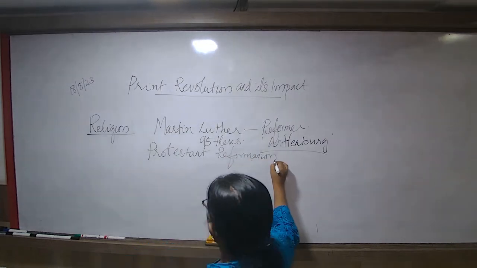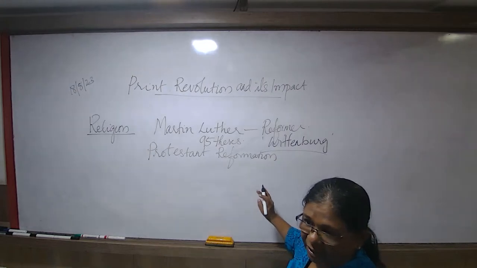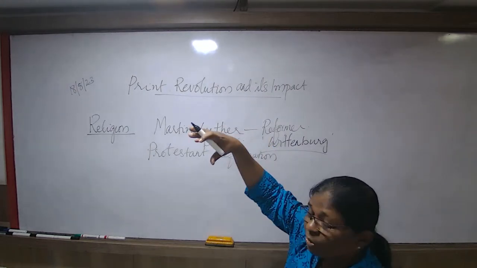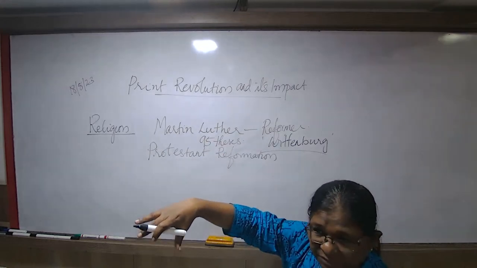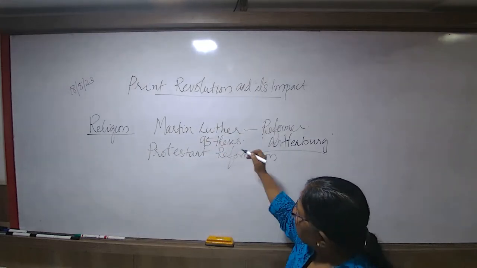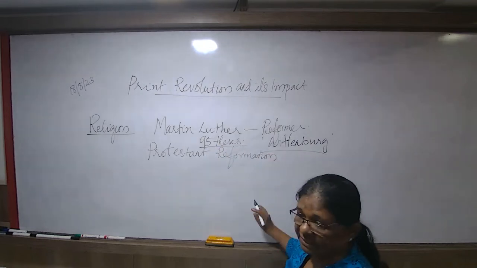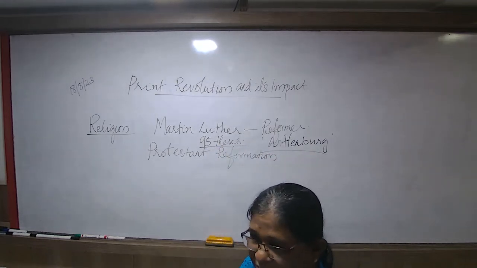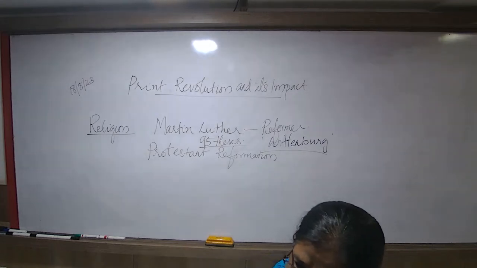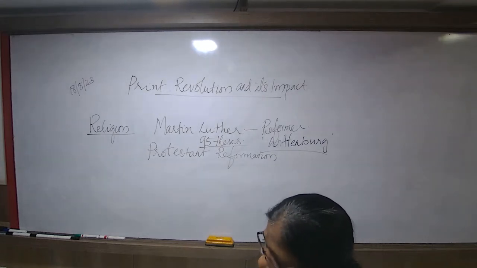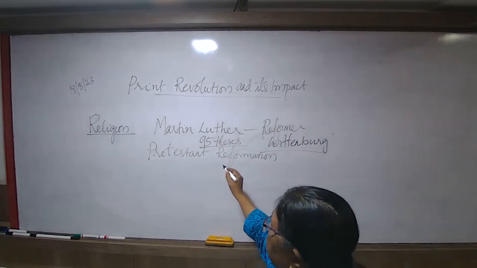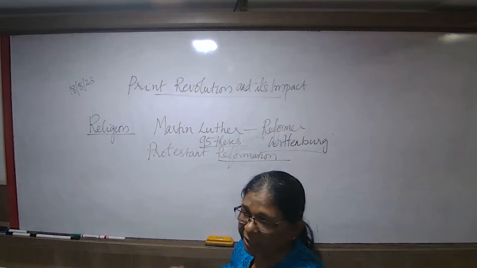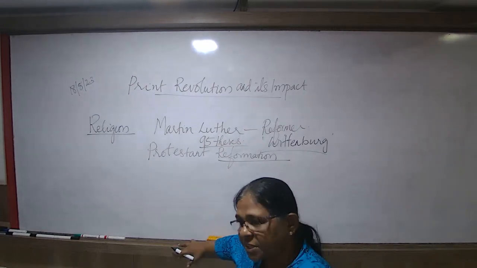Understood? There are two questions, right? Protestants and Catholics. Earlier only Catholics were there. Now after reading the 95 Theses, a group split from the Catholic Church and formed the Protestants. And this Reformation movement came to be known as the Protestant Reformation.